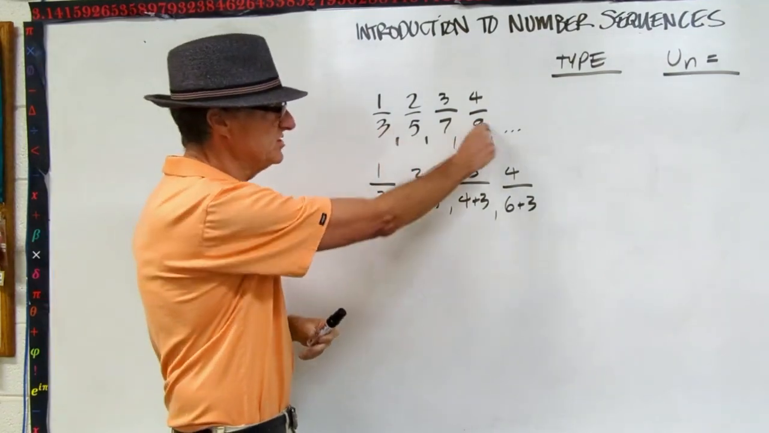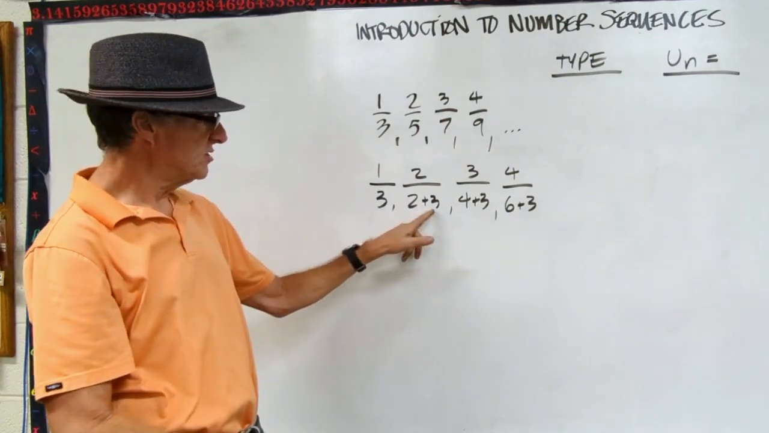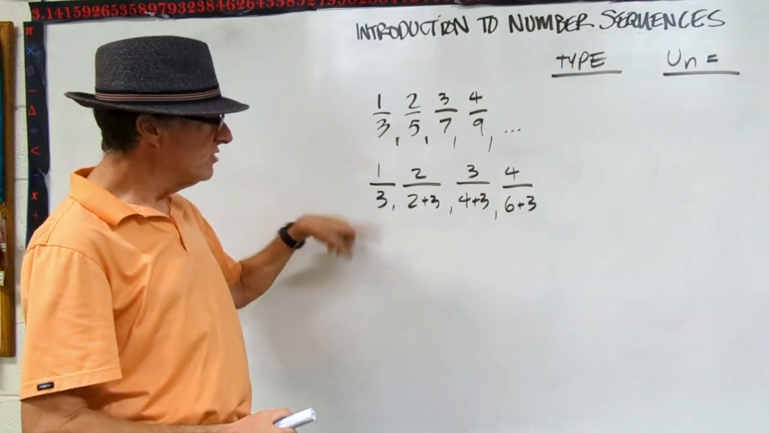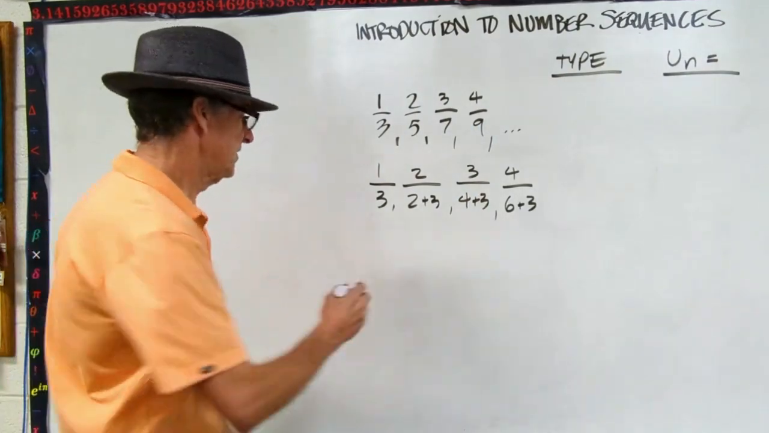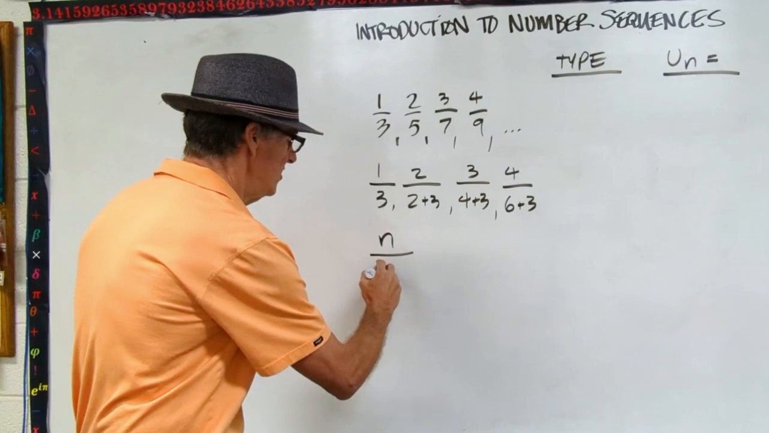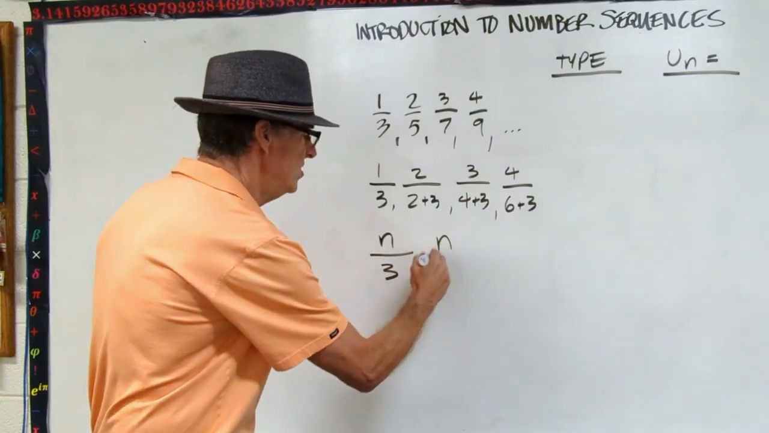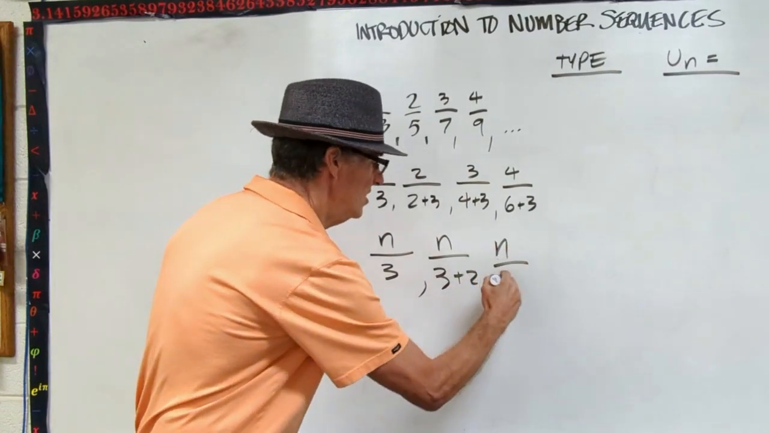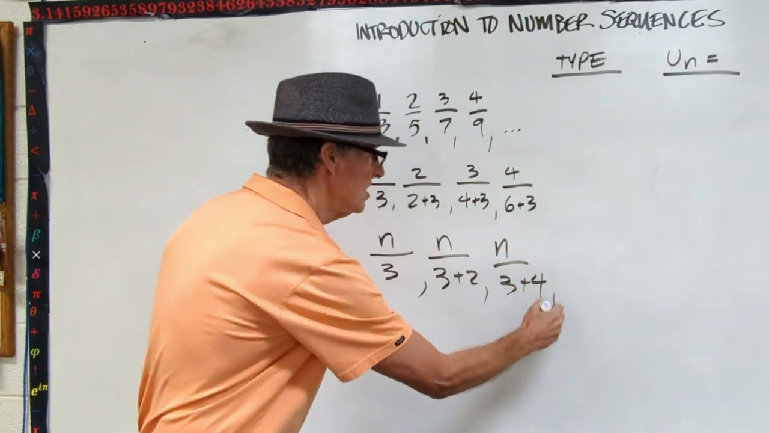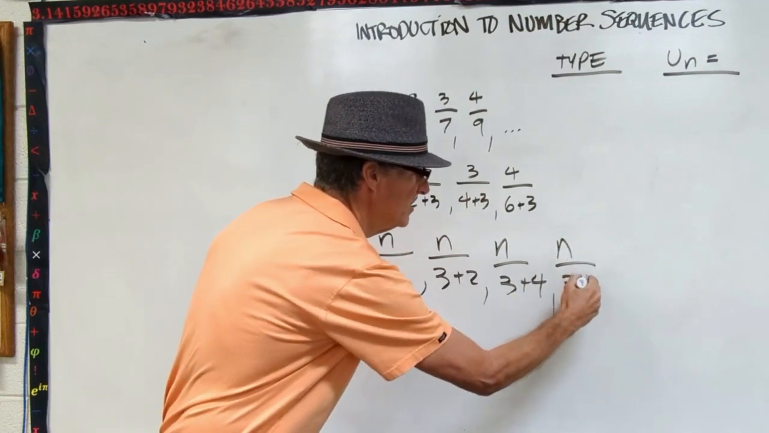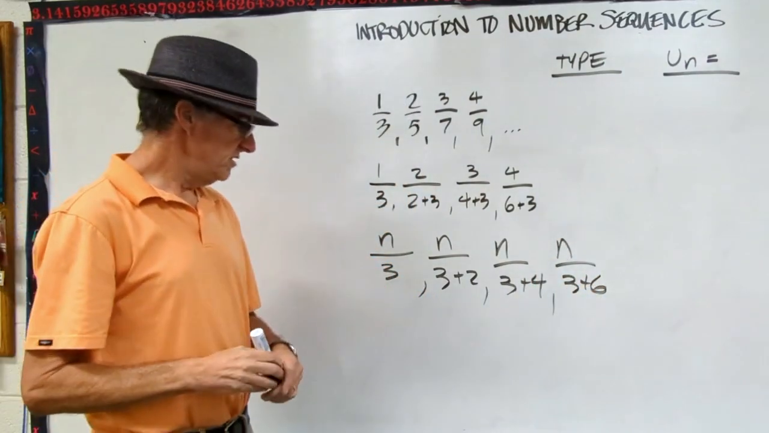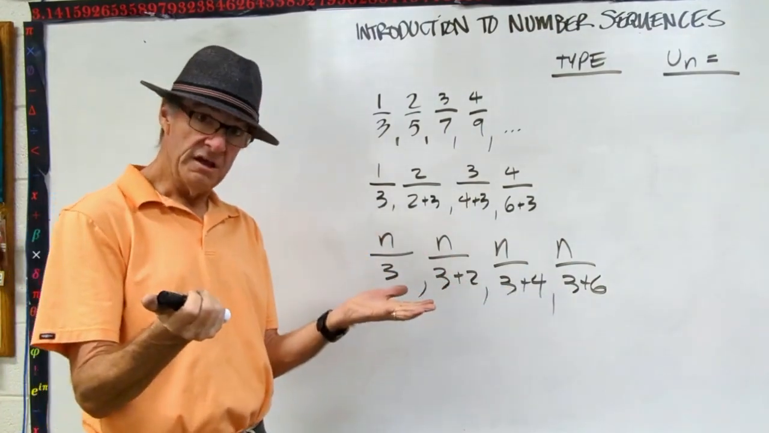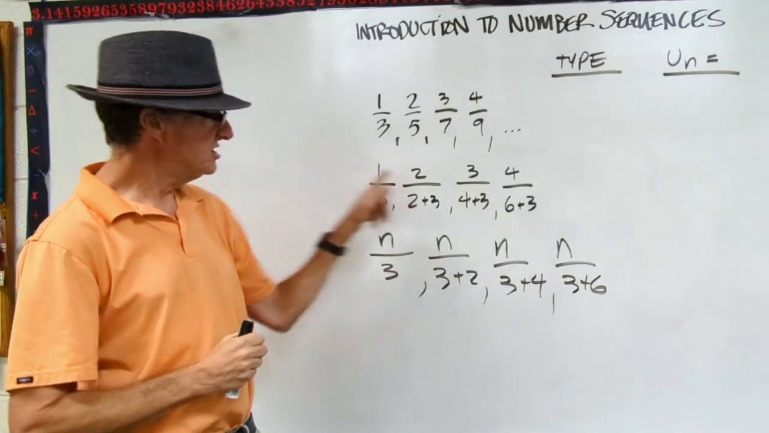So what I've done is I've sort of deconstructed these bottoms to get this sort of constant thing happening, which is my 3. So now I can rearrange this a little bit. I'm going to write n over 3, comma, n over 3 plus 2, comma, n over 3 plus 4, comma, n over 3 plus 6. So now it's starting to look like a pattern. The 3 is constant, okay? Nice. My n is just my top.